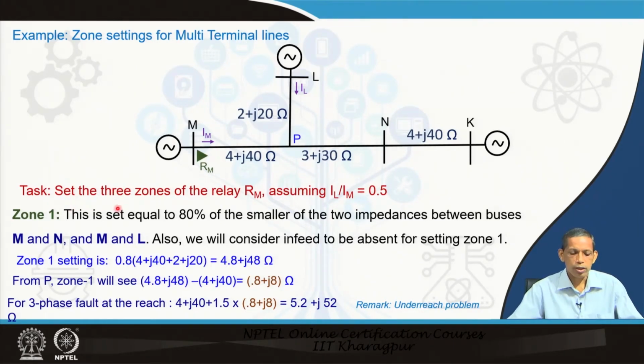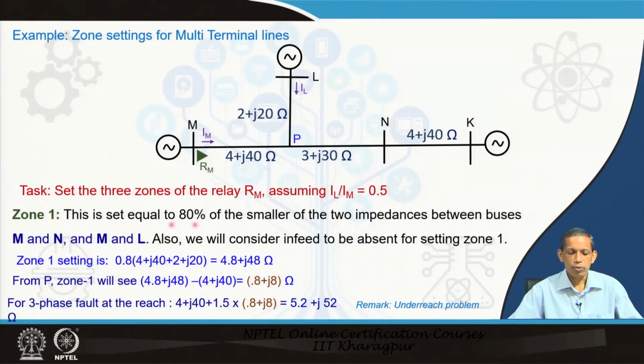The task is to set the 3 zones for the relay R m, which can be extended for the relays at L and N also. We will consider the maximum infeed amount for this relay as I L upon I m equal to 50%, that is 0.5. Now, first we will consider zone 1. For zone 1, as in the guideline, we will consider no infeed issue and go ahead.